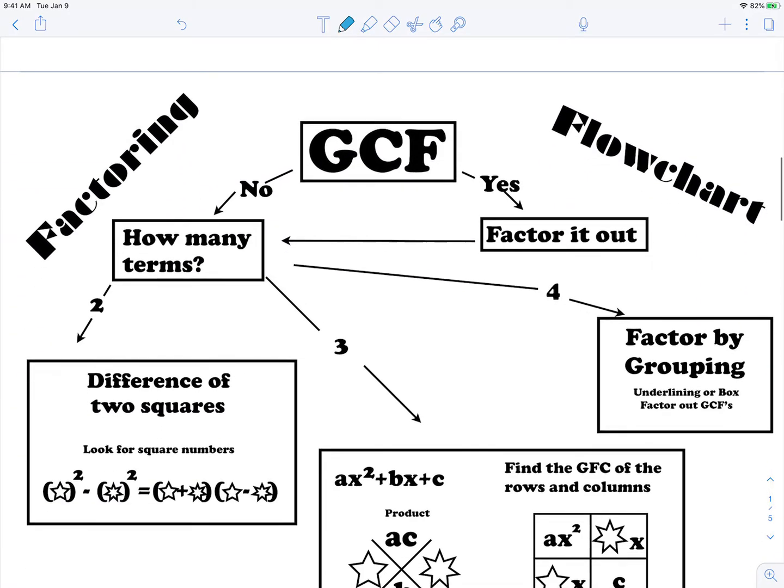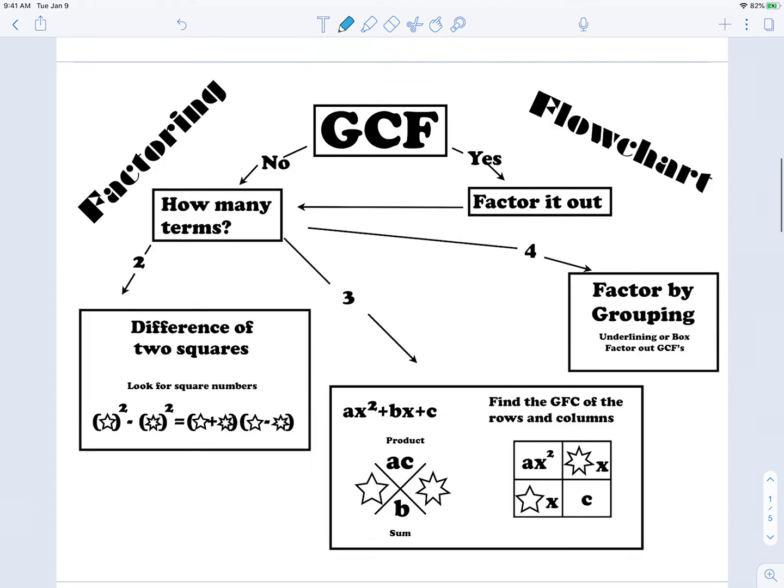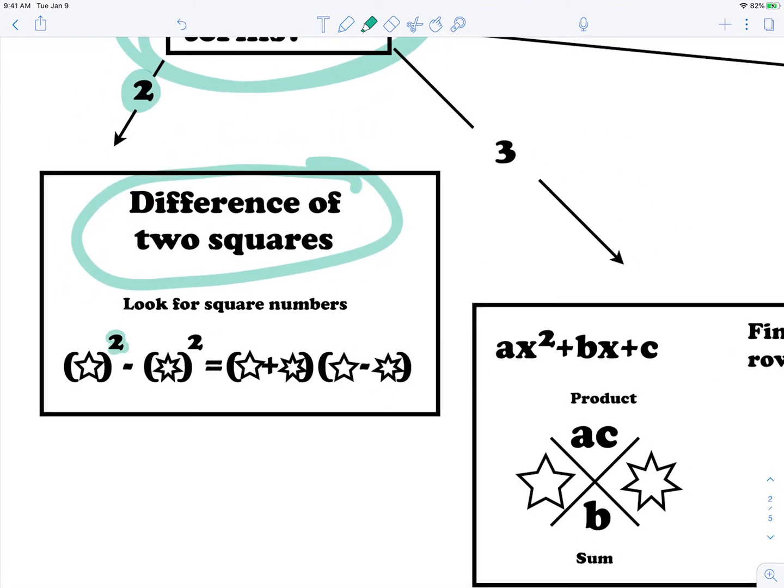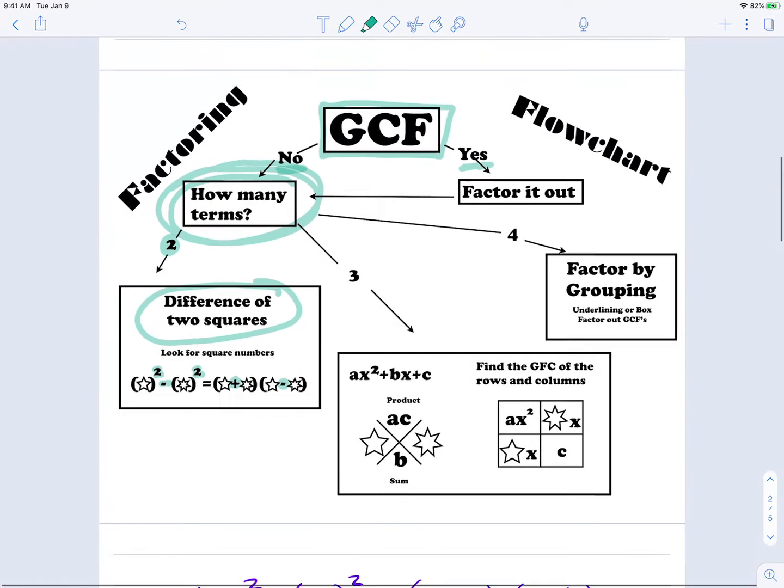On our factoring flowchart, which hopefully you either printed or copied down, we have done the GCF. We are still going to be using the GCF today. Sometimes we are going to factor it out, sometimes we are not. And today, when we ask the question of how many terms there are, the answer is going to be 2. The only option for factoring for what we're working on today is: is it a difference of two squares? So you're trying to figure out if it is something squared minus something squared. You end up with a plus and a minus binomial. I'm going to show you how this works.